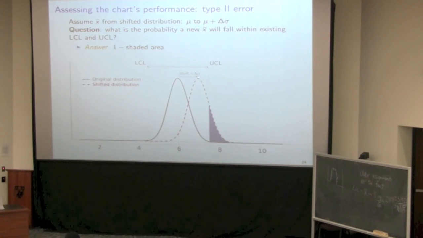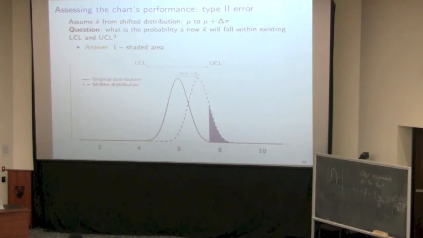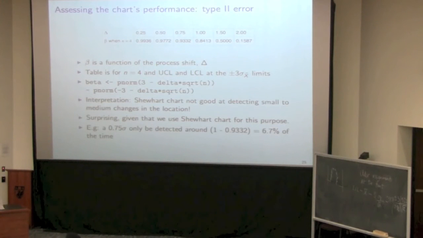What we're going to see is the vast majority of my operation on the shifted process actually still falls within the limits. Only some of the operation falls outside the limits. So when I ask this question, what's the probability that a new subgroup will not come from the red dashed distribution, what's the probability that that average X bar will fall within the existing limits? The answer is simply 1 minus the shaded area. So it's simply this area over here. And that's all that beta is. Recall, beta is this probability that X bar is not in control. In other words, it comes from a shifted distribution, but lies still within the limits. So we quantify beta as a judgment of our type 2 error.